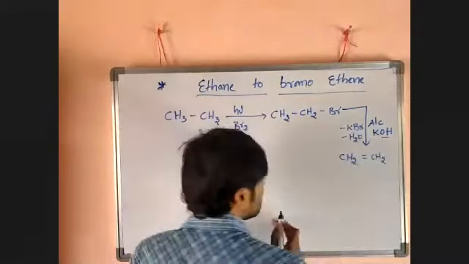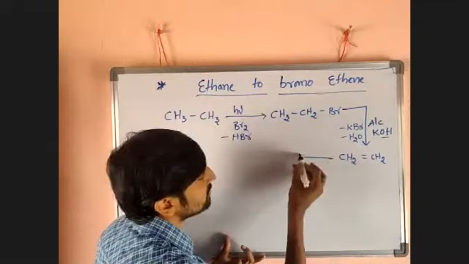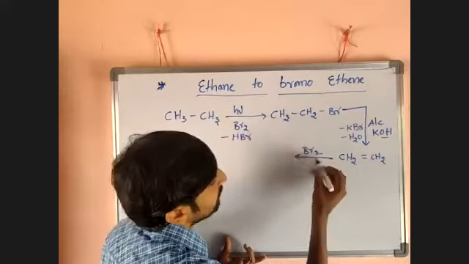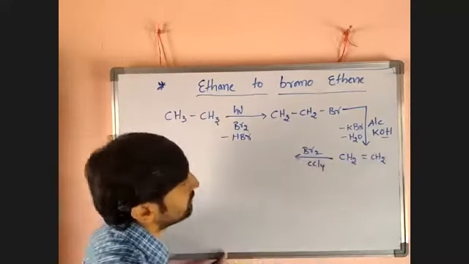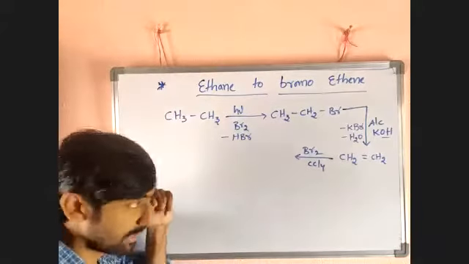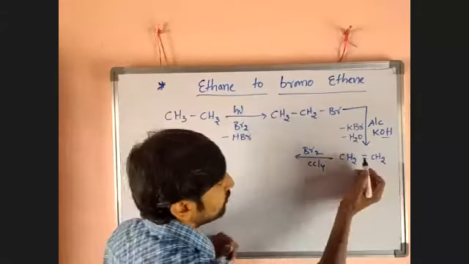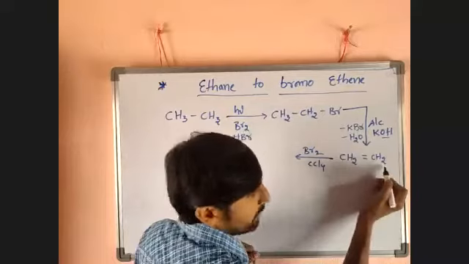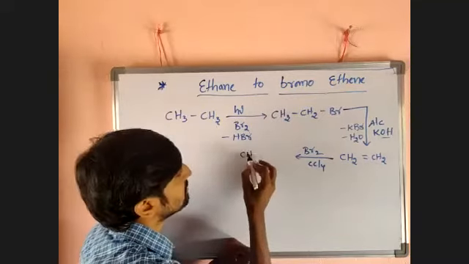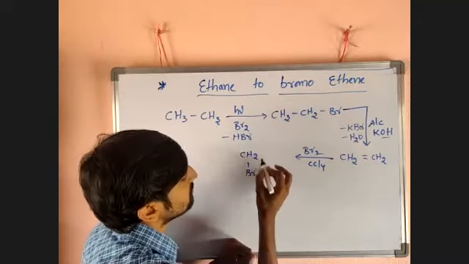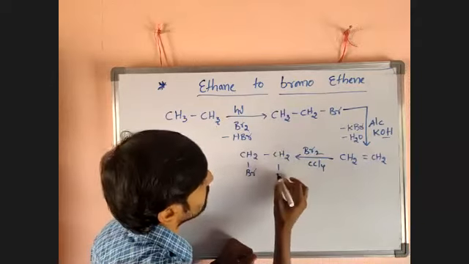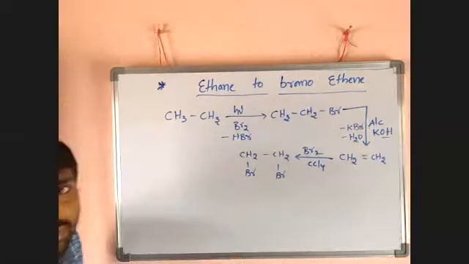CH2=CH2. Now again it reacts with Br2 in presence of CCl4. It was completed in first year. There are two Brs. How to clear that bond? Add one Br here, one Br here. Then you will get CH2Br–CH2Br. Like this you will get.